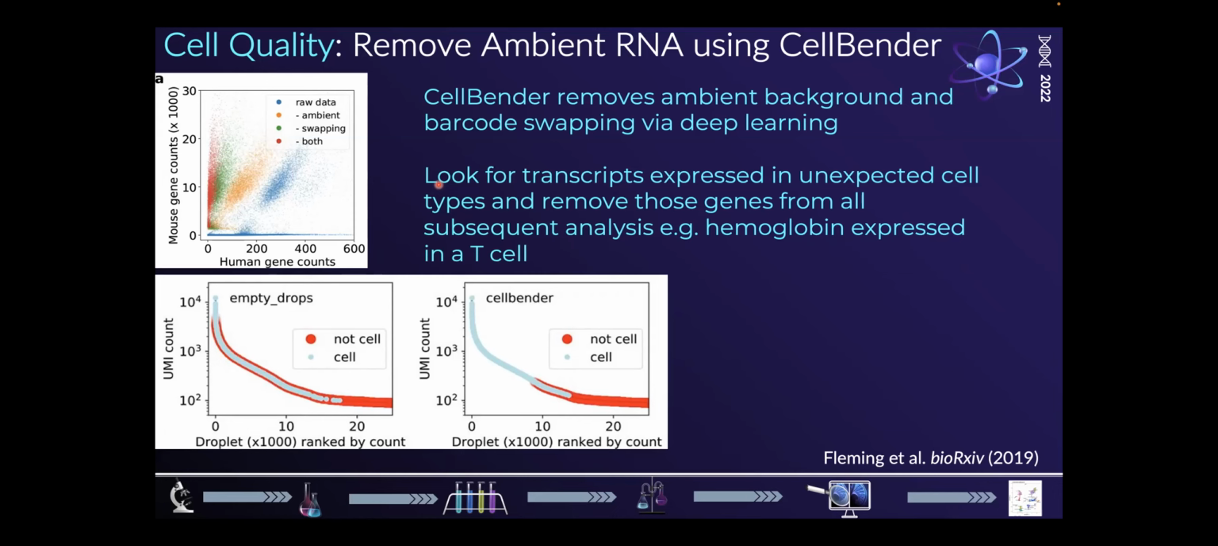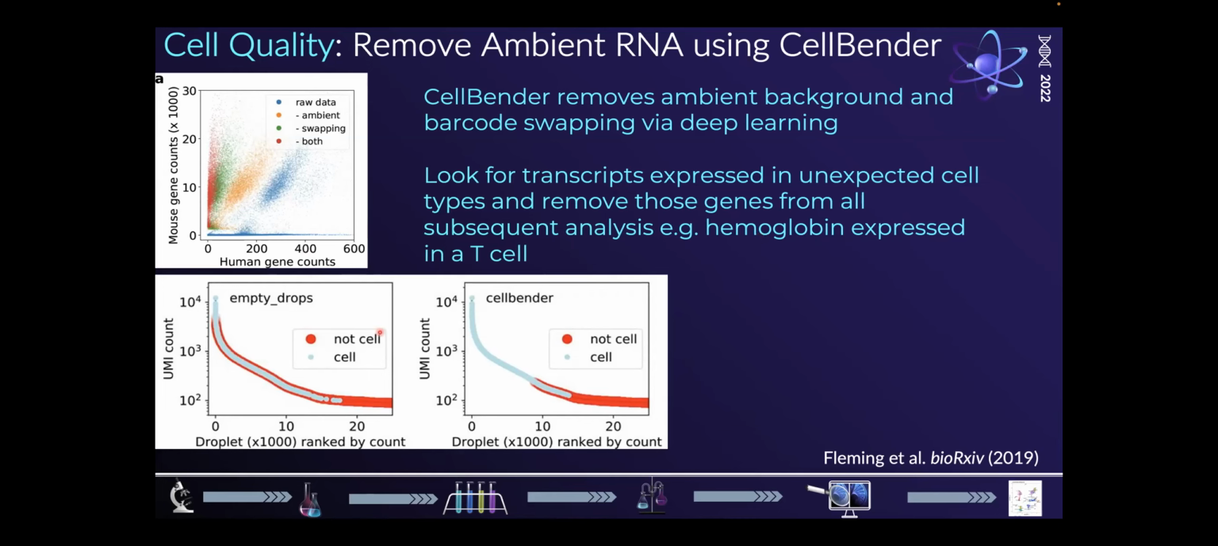It will look for transcripts that are being expressed in unexpected cell types and remove those genes from all subsequent analysis. For example, if you see hemoglobin genes being expressed in T cells, you don't expect that, because hemoglobin genes should be expressed in red blood cells. These are genes for proteins involved in carrying oxygen, so they are found in red blood cells. If you find them in T cells, then something is wrong with the data, or that is more of ambient RNA or ambient background. So it's going to remove some of these genes that are not expected to be found in particular cell types.